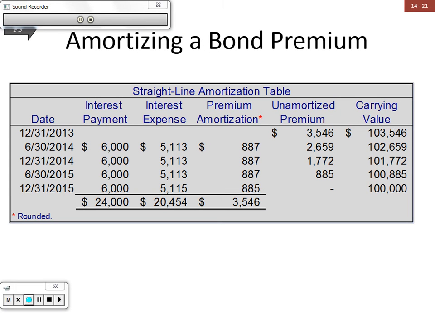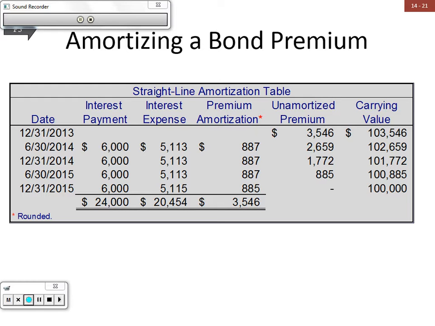Now, this amortization schedule is a little different. How so? Go ahead. Interest payment different? Yeah, even though the premium amount is still the same. However, remember before when we were doing a discount, it was subtract discount from unamortized, and also add discount to carrying value. Now, because it's a premium, we are still subtracting from unamortized, but we're also subtracting premium from what? The carrying value. So that's the difference between a discount and a premium.